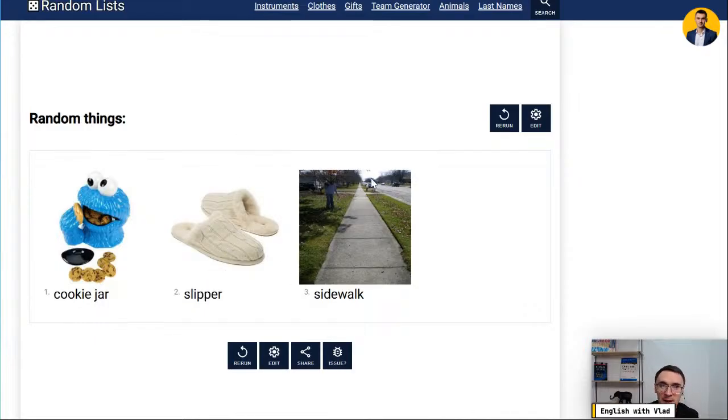And the last one here is a sidewalk. Sidewalk. Okay, sidewalk. We walk on it, right? That's a road here, and a sidewalk that goes along the road.